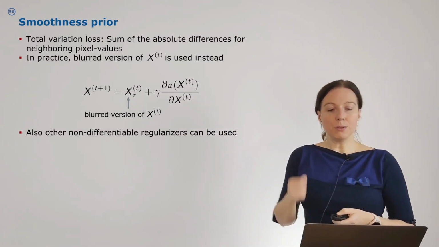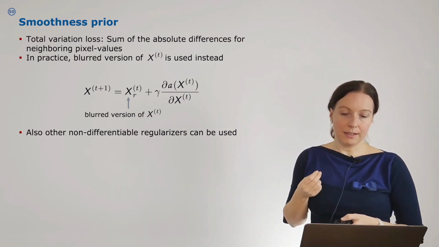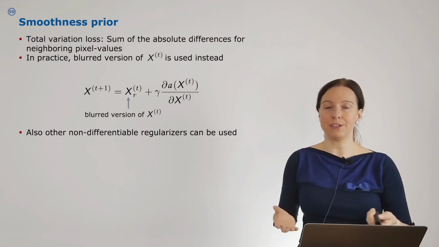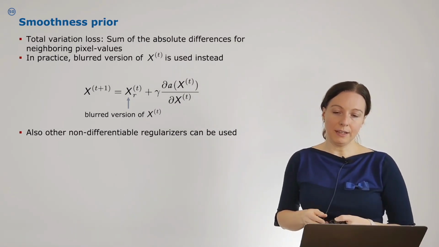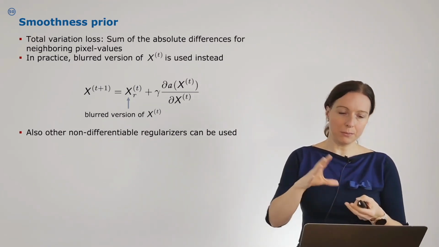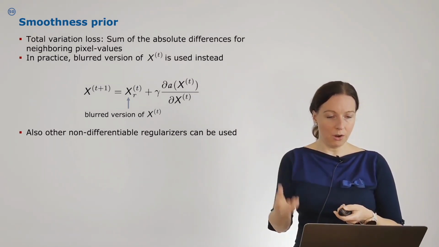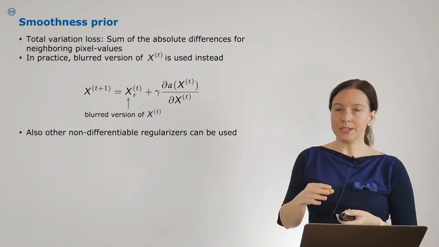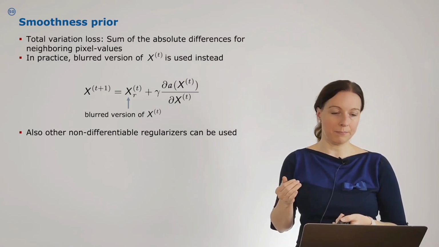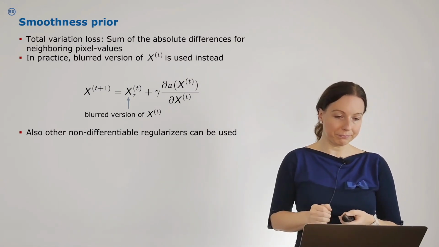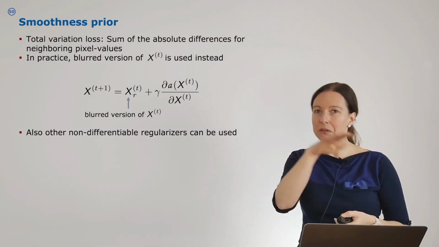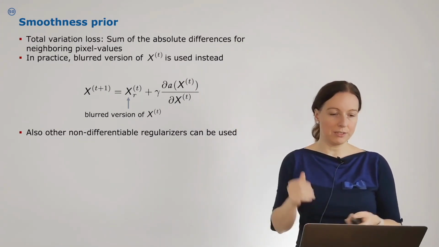For example, to encourage smoothness in an activation maximization image, we can use the total variation. That means we introduce a total variation loss, and total variation is the sum of the absolute differences of neighboring pixel values. Of course this should be low, and then you have a smooth image. This is something we want.